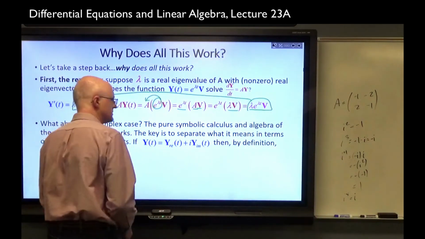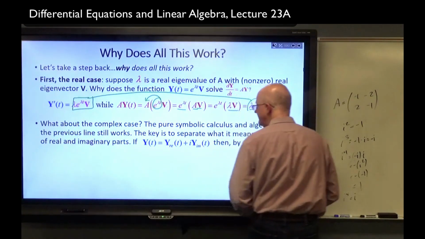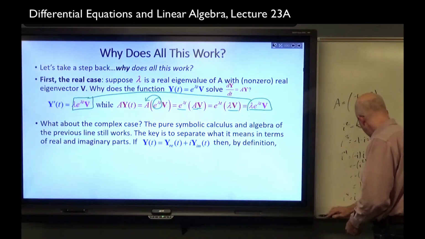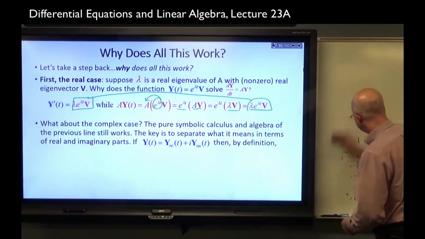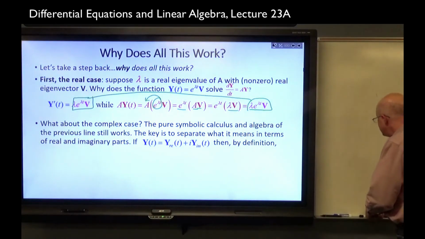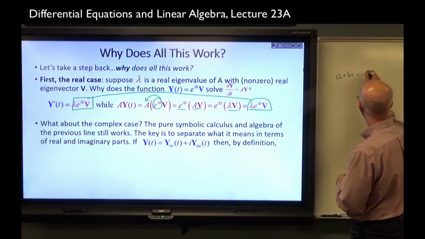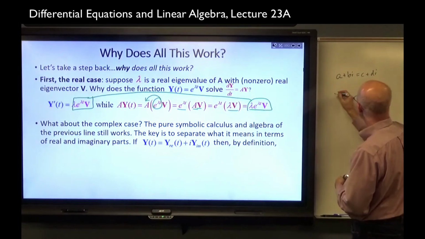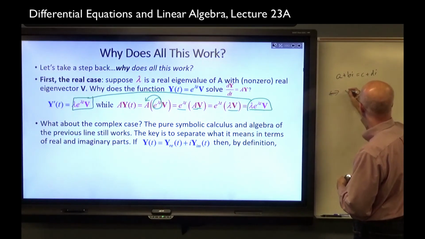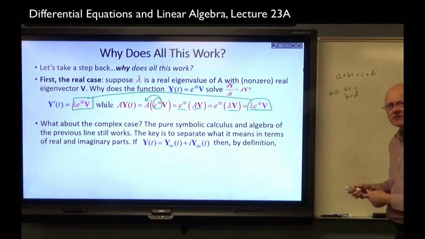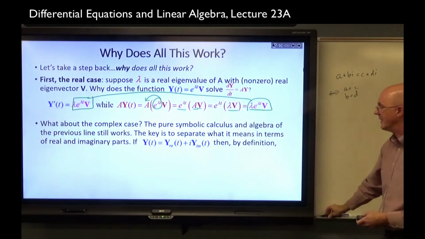Two complex numbers, in fact, are the same. I write a plus bi equals c plus di. That one equality is equivalent to two equalities: a equals c and b equals d. Just like with vectors. Okay? And that's what we need here.